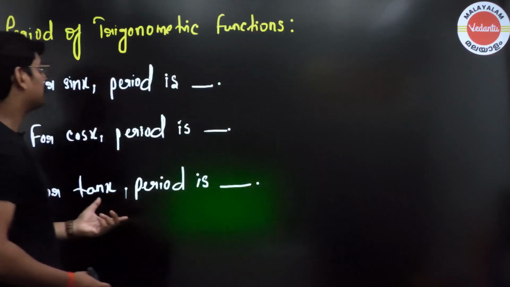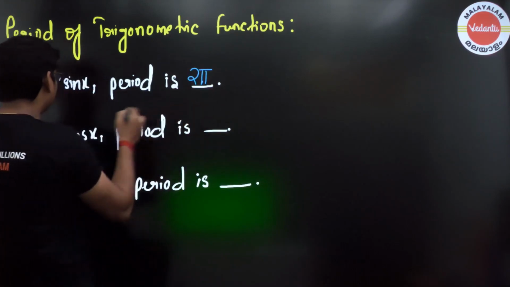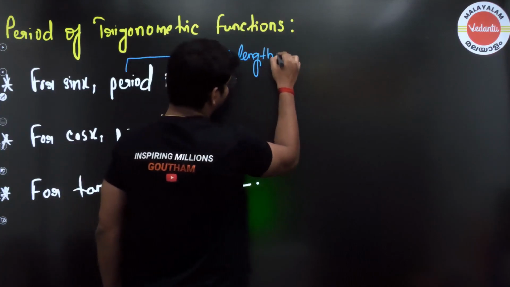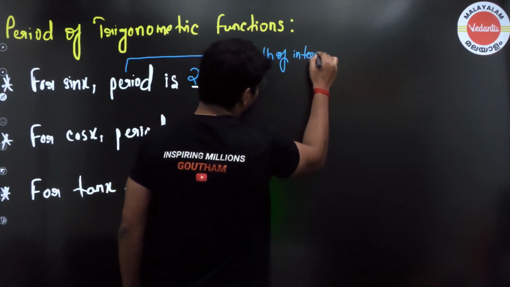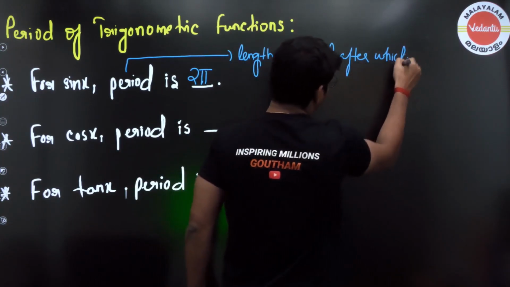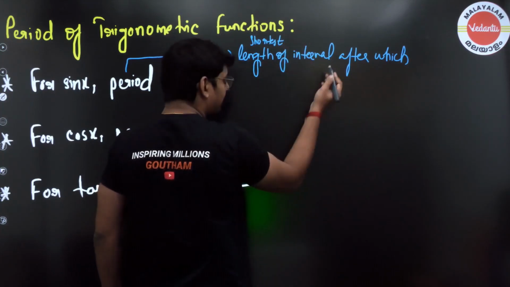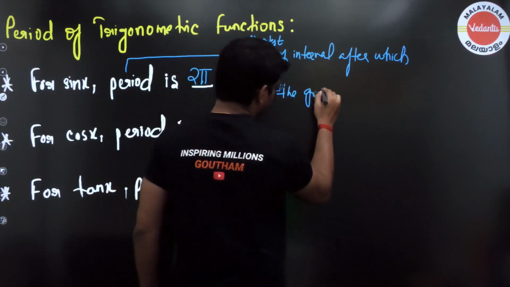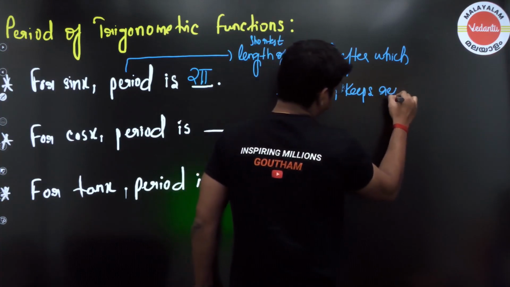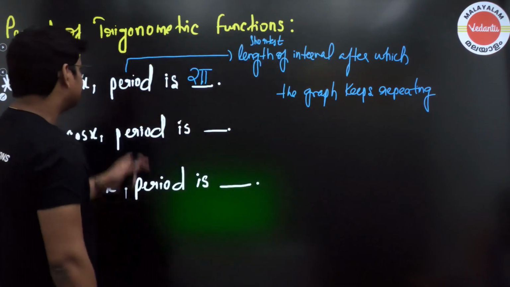So accordingly, if you want to know the period of sin x, it is simply going to be 2 pi. That is the length of interval, the shortest length of the interval after which the graph keeps repeating. So I hope this is clear for everyone out there. Okay, so this is 2 pi.